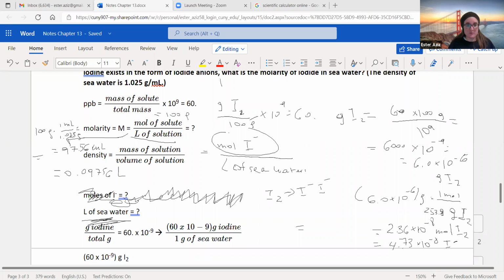Okay, and now we plug in these two numbers. We're almost done to find molarity. Then we continue here in red. We said we had moles of solute, moles of I minus, right? And that was 4.73 times 10 to the negative 8, divided by the liters of solution, which is 0.09756.